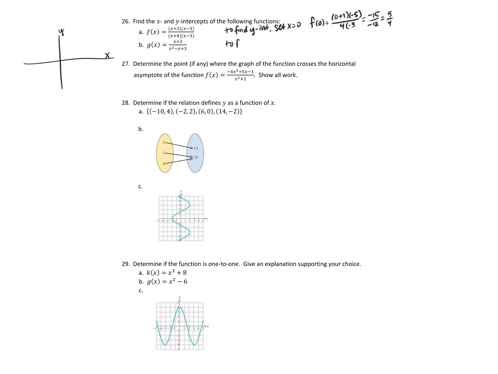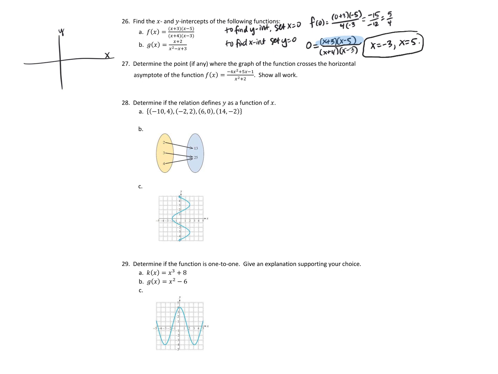And to find x-intercepts, I'm going to set y equal to 0. So 0 equals x plus 3, x minus 5, over x plus 4, x minus 3. So when is that fraction going to equal 0? It's going to equal 0 when the top is equal to 0. So I can focus in on the top there, and that's going to be equal to 0 when x equals negative 3 and when x equals 5. So those are my x-intercepts.